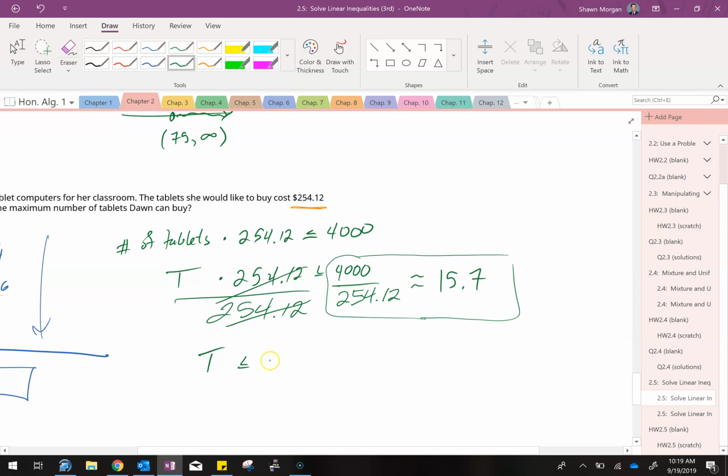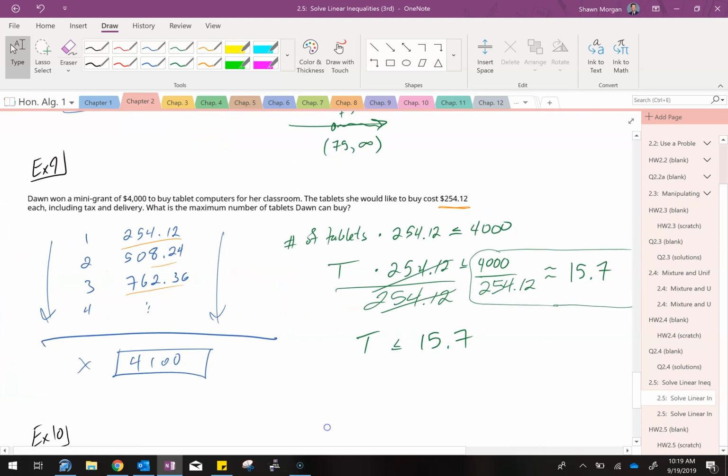So when we see a result like T has to be less than or equal to, let's just say 15.7, logically, we're not going to round up because she doesn't have enough money. We're going to go down. We're going to say, hey, look, that's going to have to be 15 tablets. That's the maximum number that she could afford, right? Because if she went to 16, it'd be more than 4,000. So that 15 will be the one that we would get to right there, okay?